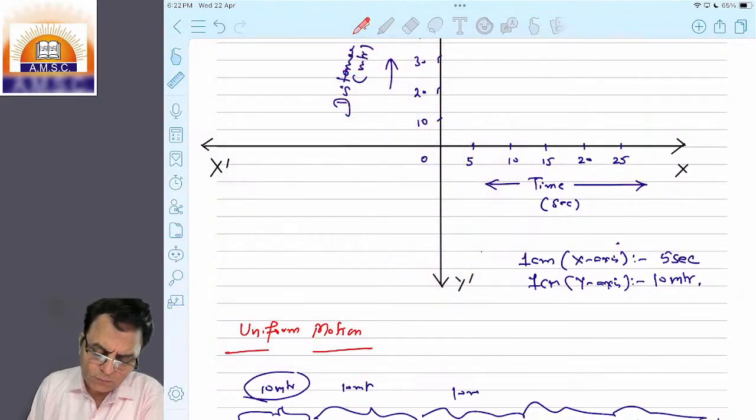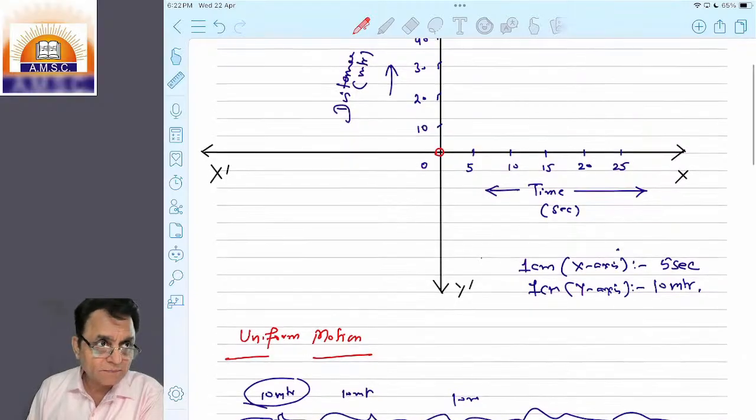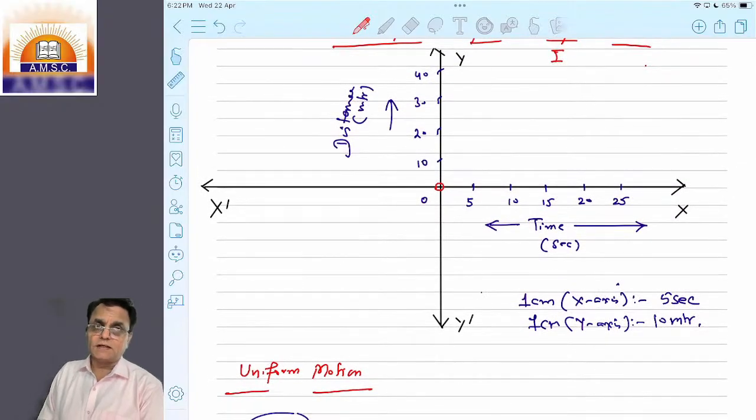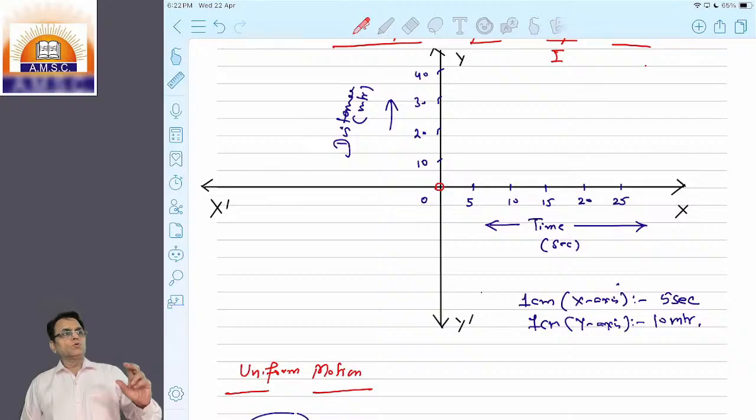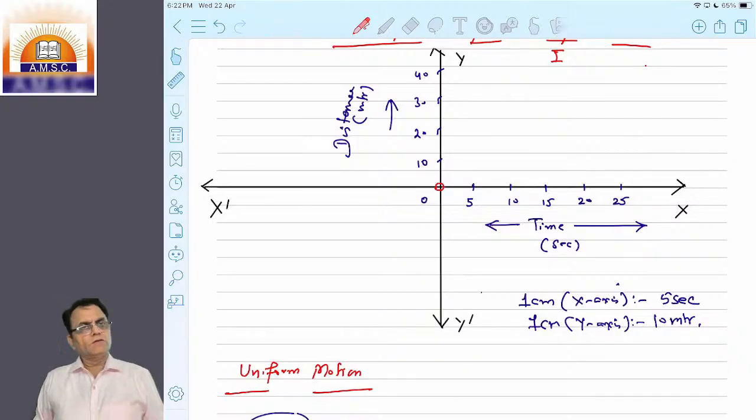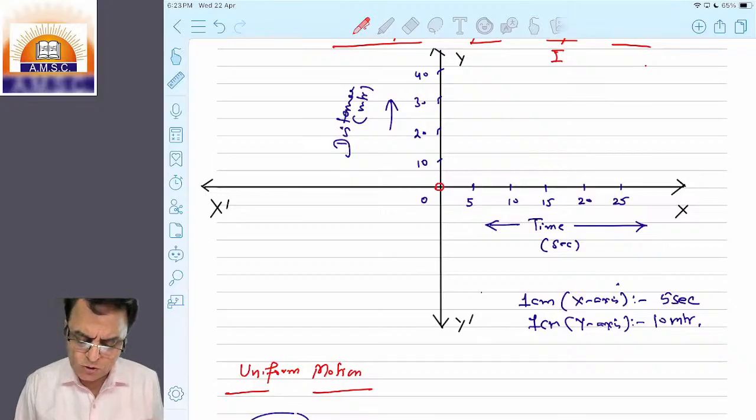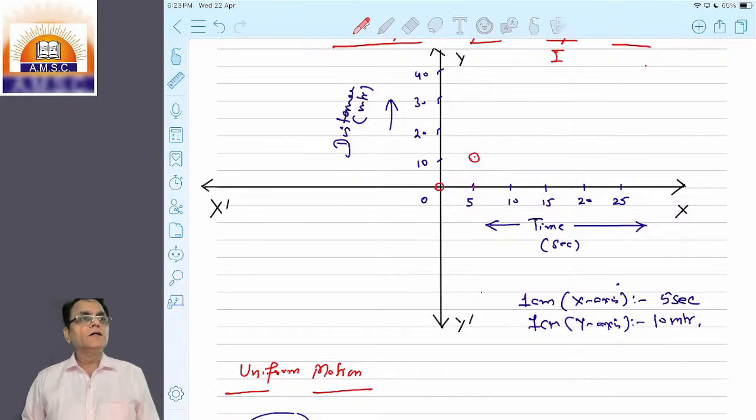That means the object starts moving from rest, at the time from which you start noticing the entire motion, right? t is equal to 0, distance covered is also 0. When the time happens to be 5 seconds, the distance already covered is 10, right? So this is the coordinate that represents what?